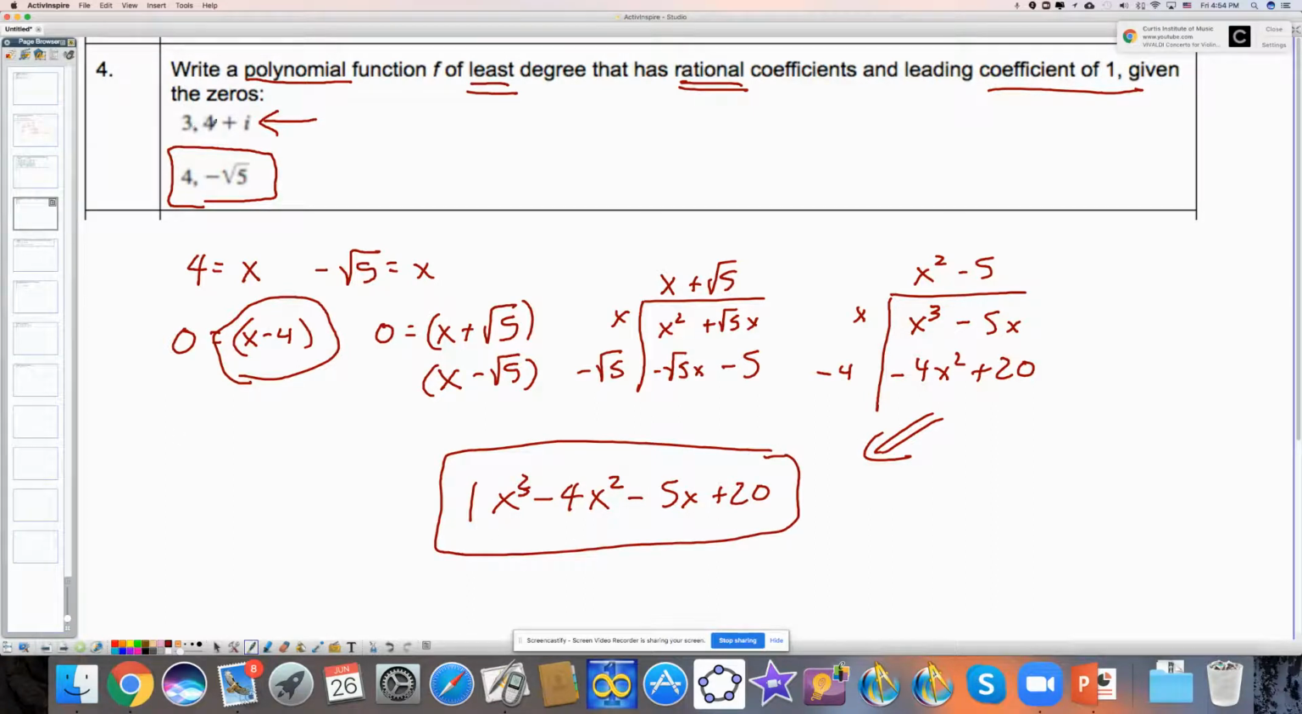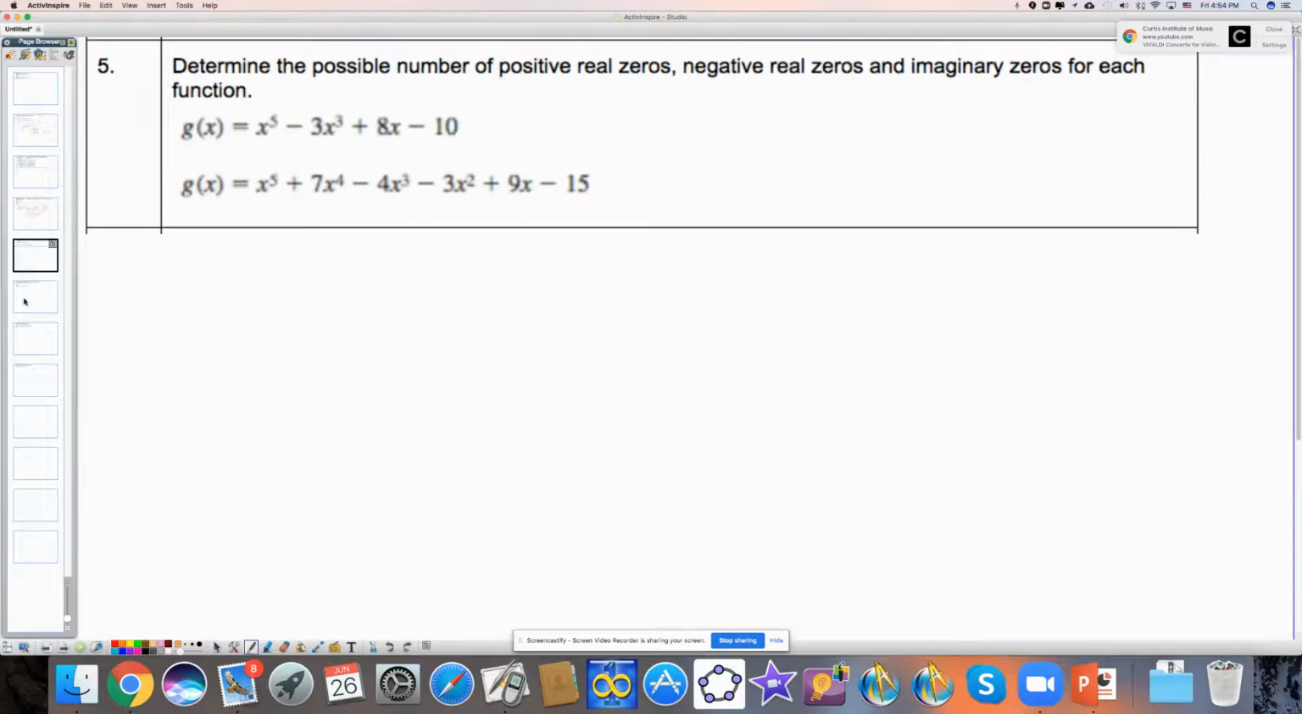We may do this one in class. Determine the possible number of negative real zeros and imaginary zeros for each function. Let's see. Let's do this one just for grins.